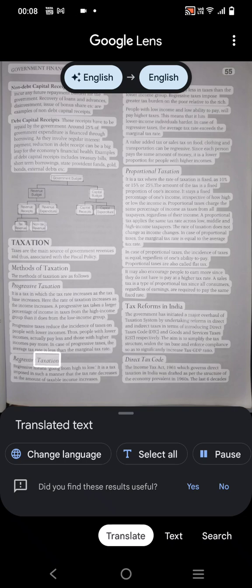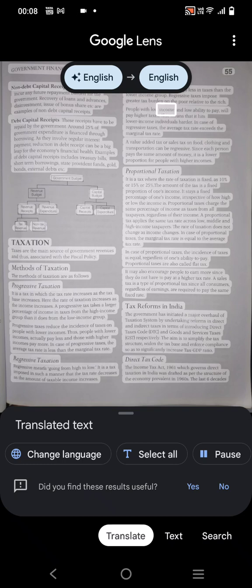Regressive taxation. Regressive means going from high to low. It is a tax imposed in such a manner that the tax rate decreases as the amount of taxable income increases. The higher income group pays less in taxes than the lower income group. Regressive taxes impose greater tax burden on the poor relative to the rich.